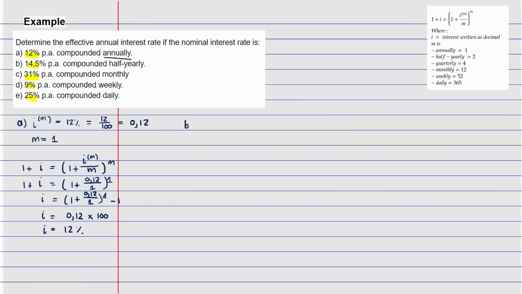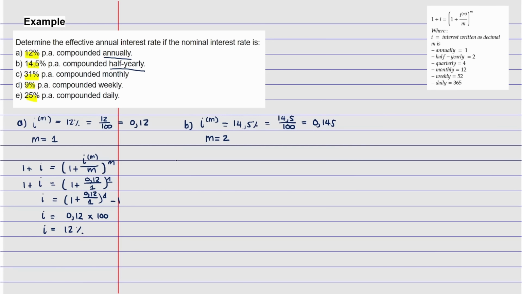So now let's do B. It says the effective rate, right? So we see the fact that the nominal rate, sorry, is equal to 14.5%. Let's change it into decimals. So it's going to be 14.5 divided by 100, right? So this is going to be basically 0.145, right? And we see that m is given as what? m is given as half yearly, meaning m is equal to 2, right?